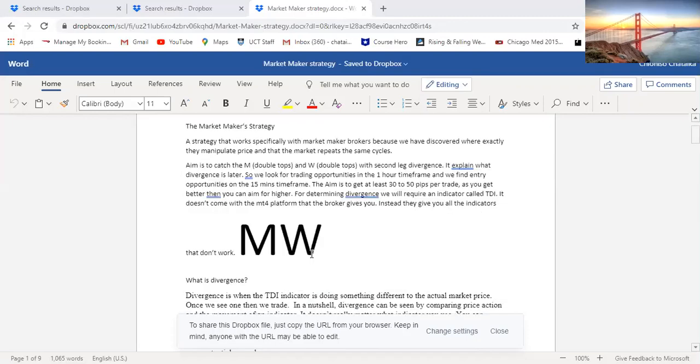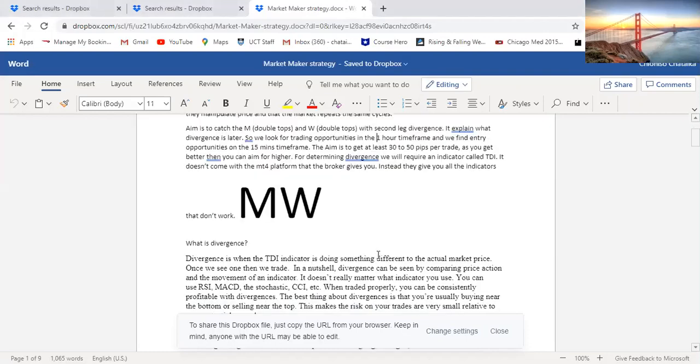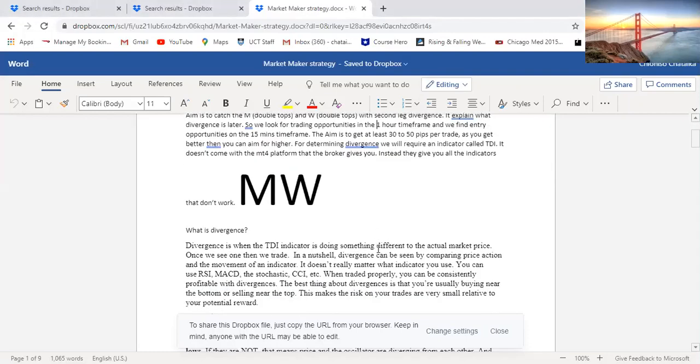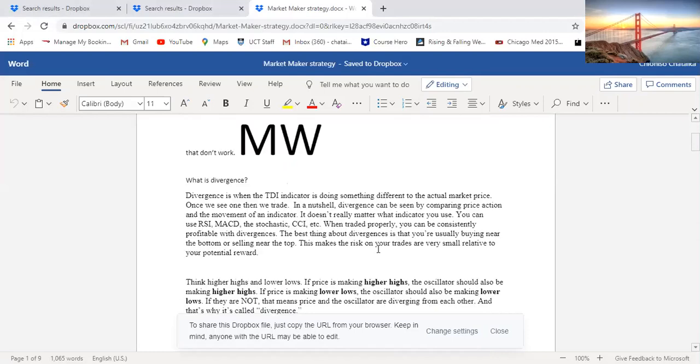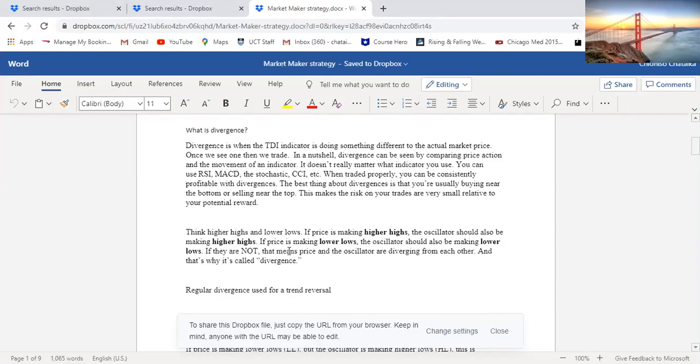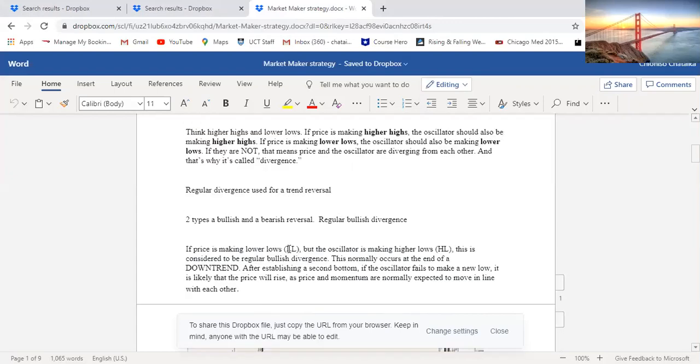So like I said, you can trade on the lower time frames, but if you do that, then you're going to have to trade it with another strategy in combination with it. So what indicator do you use? I use the TDI indicator, but you can use the RSI, you can use the MACD, you can use the oscillator. They all work.